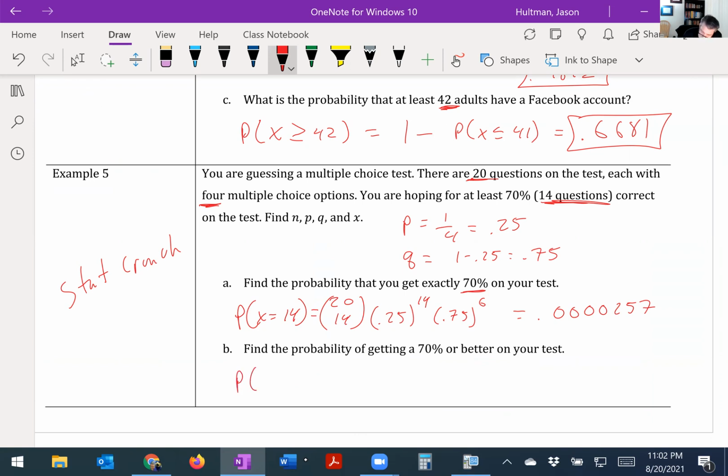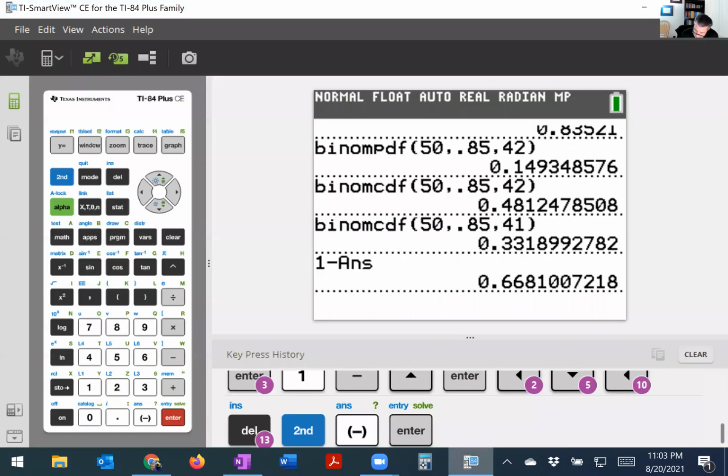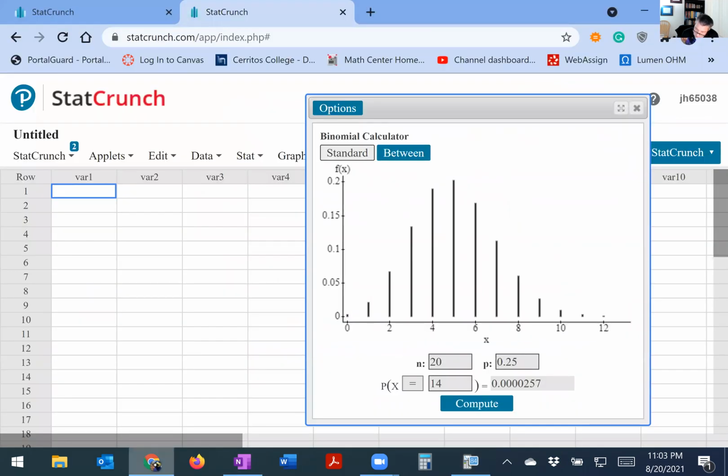What's the probability of not just getting a 14, but getting 70% or better? What's the probability of just passing the test? So the probability of X greater than or equal to 14. Well, let's just change the symbol in StatCrunch. It's that easy. Probability X is greater than or equal to, and it computes it.